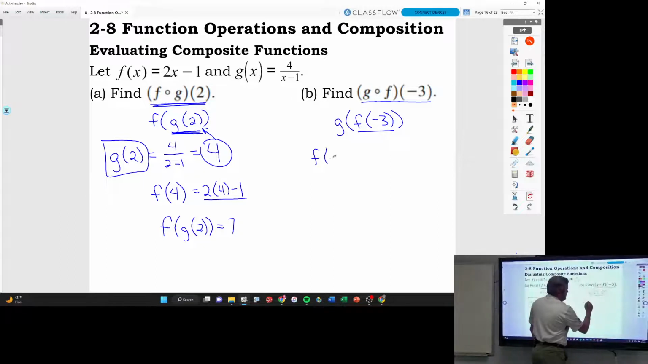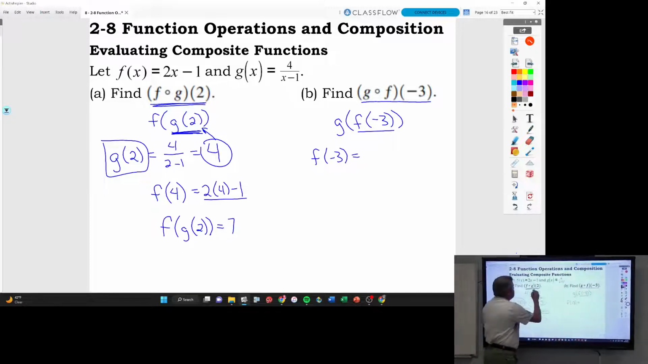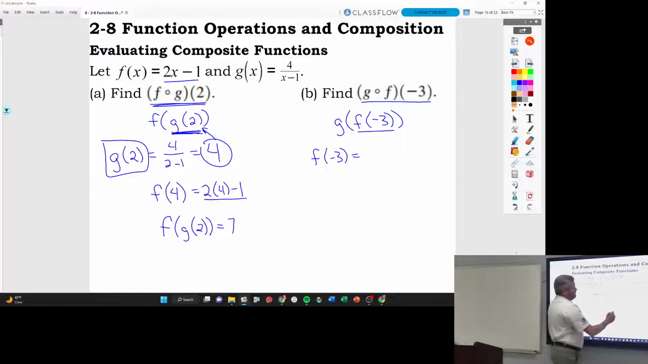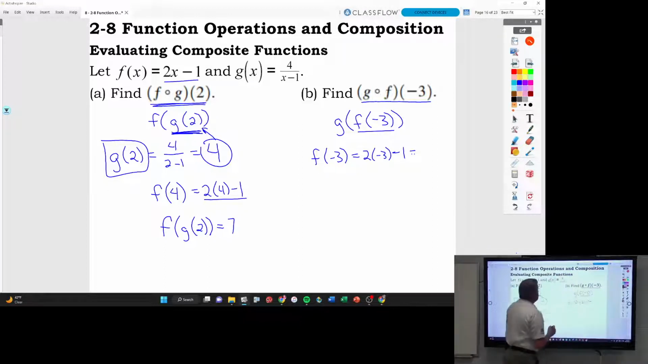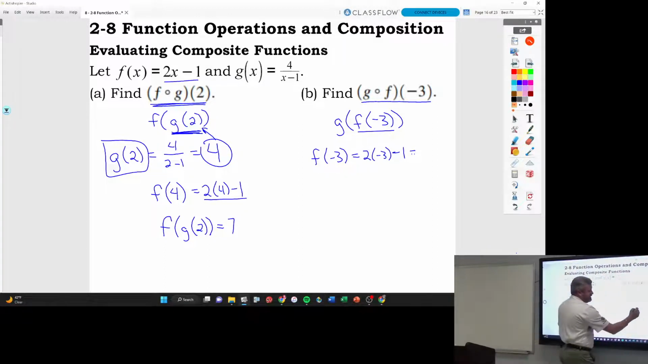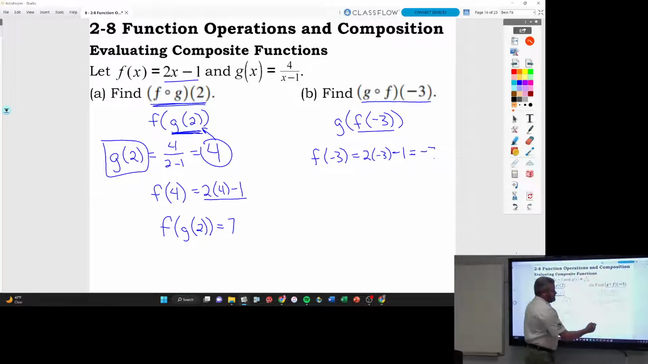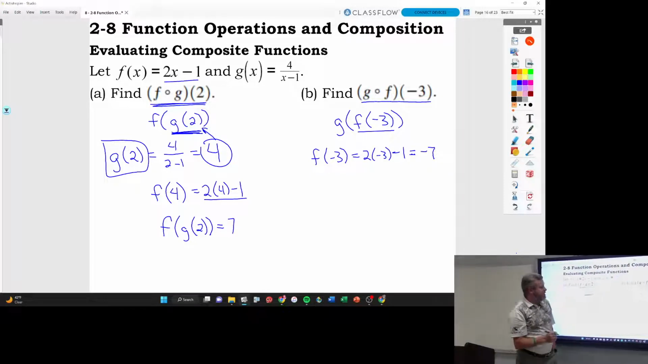So f of negative 3, take the f function, plug in the negative 3, 2 times negative 3 minus 1. 2 times negative 3 is negative 6, minus 1 is negative 7. So f of negative 3 is negative 7.